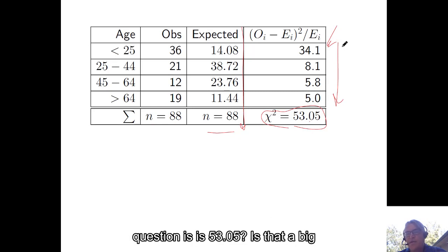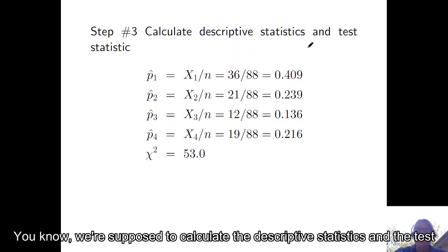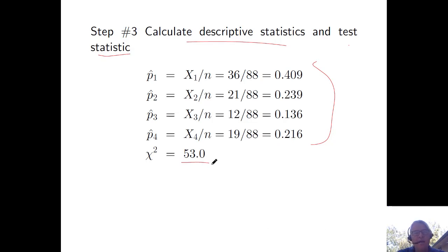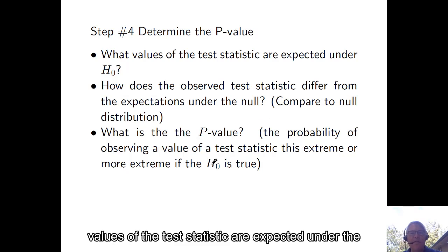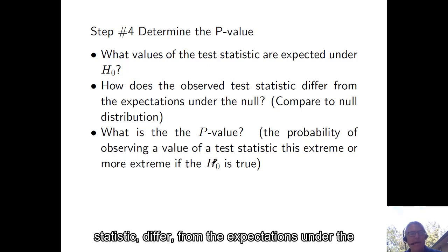And the question is, 53.05, is that a big value or not? We're supposed to calculate the descriptive statistics and the test statistic. We did the descriptive statistics pretty easily. 53 approximately was our test statistic. Now we've got to do the next step, determine the p-value. What values of the test statistic are expected under the null? We already said that low values, closer to 0, are more in line with the null. How does the observed test statistic differ from the expectations under the null?